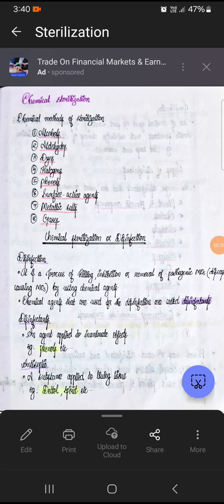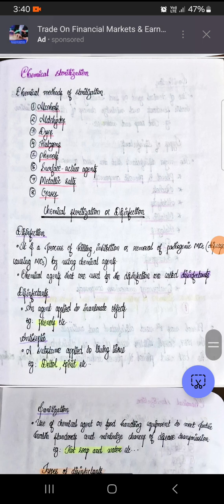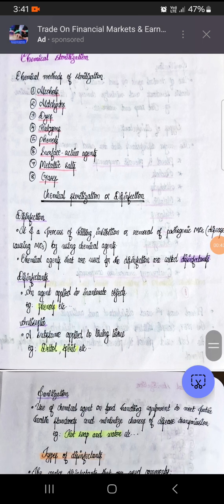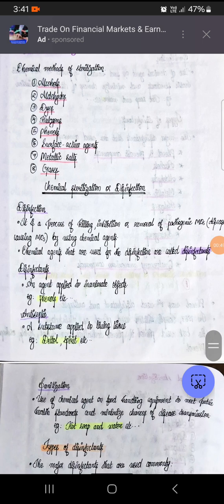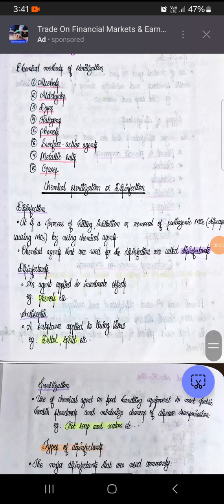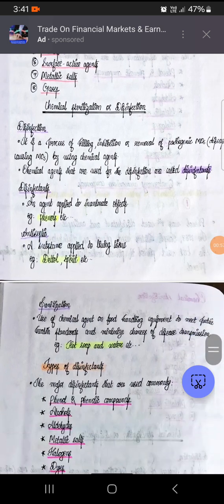Chemical sterilization or disinfection. Disinfection is a process of killing, inhibition, or removal of pathogenic microorganisms by using chemical agents, and these agents used for disinfection are called disinfectants. Disinfectants are applied to inanimate objects, example phenols. An antiseptic is a substance applied to living tissue, example Dettol, spirit, etc.